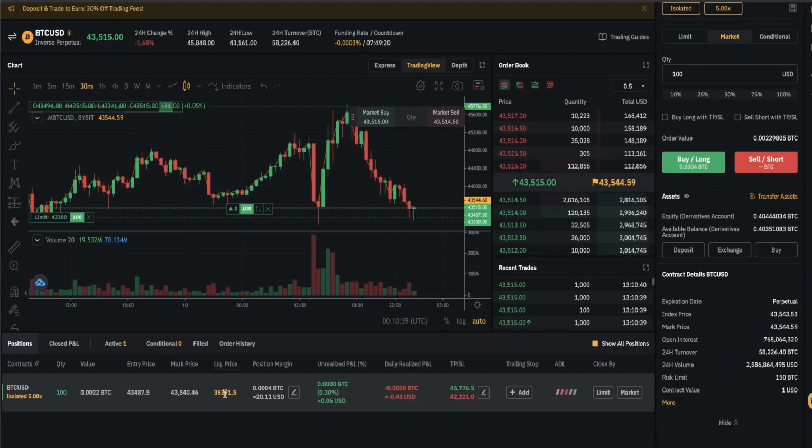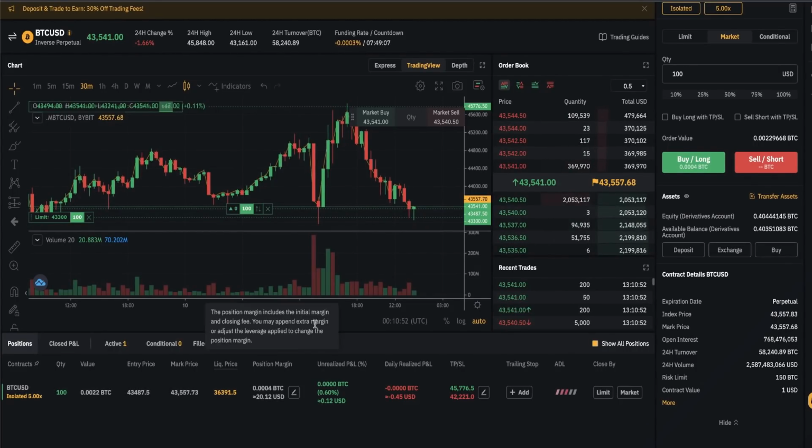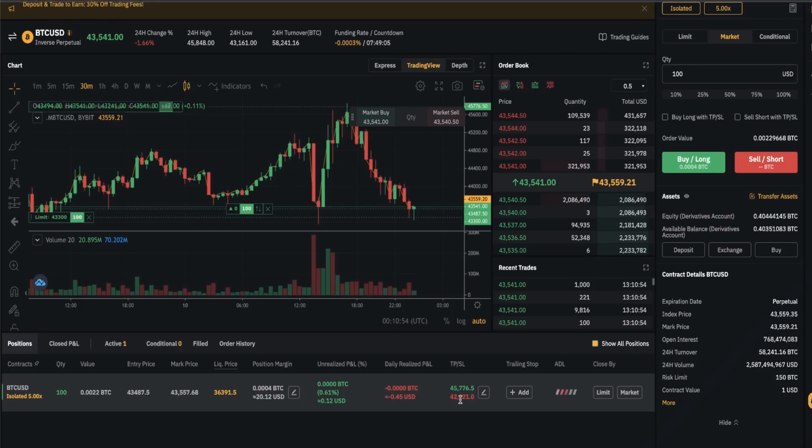So if the price of Bitcoin gets down to $36,391.50, I will lose the entire trading position here. It'll all be gone. However, I do have a stop loss in place at $42,221 that will stop me from getting liquidated. Of course, my take profit is already set in there as well.